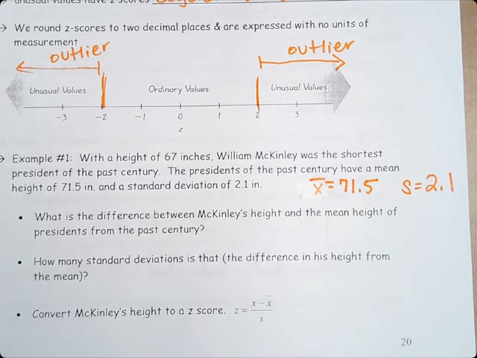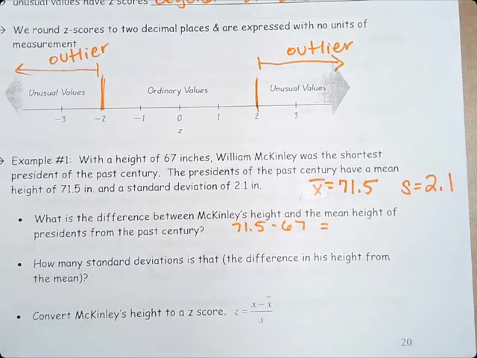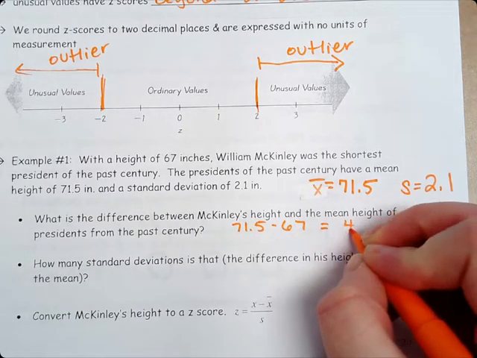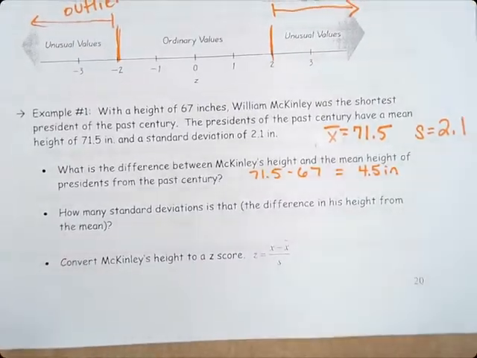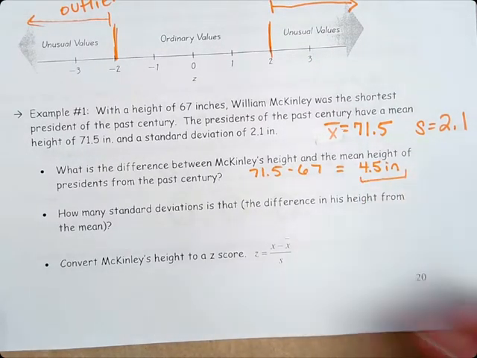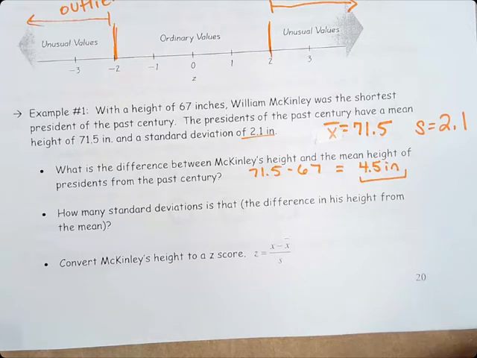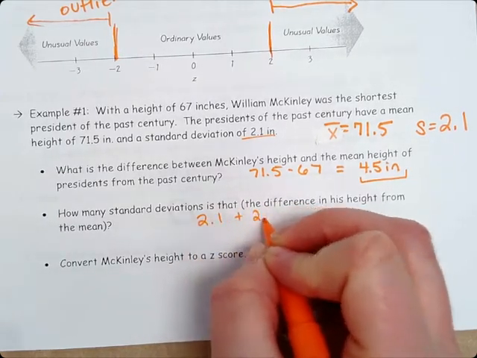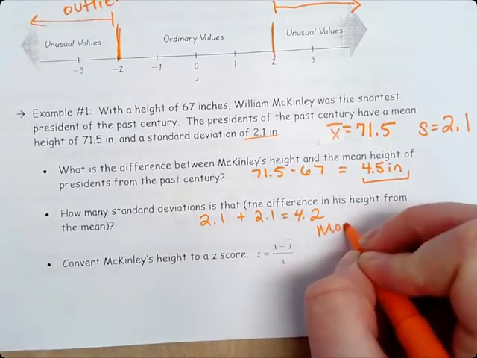The first bullet all it asks us for is the difference. So we will subtract 71.5 minus 67. How much shorter was he than the mean? It's 4.5 inches. How many standard deviations is that? The difference in his height from the mean. If we have 4.5, a standard deviation is 2.1. About how many standard deviations is that? If I do 2.1 plus 2.1, that's 2 standard deviations. That's only at 4.2. So I'm going to write more than 2.